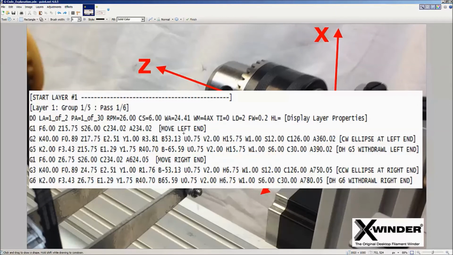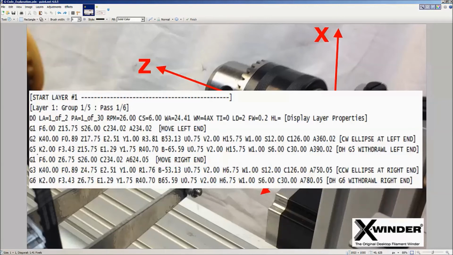Notice that these are identical. The U, V, H, and W are both the same for the G2 and the G5. And we're doing that at 6 RPM. We're going to go through 30 degrees. And when we've done that, the mandrel is now at 390 cumulative degrees rotated.